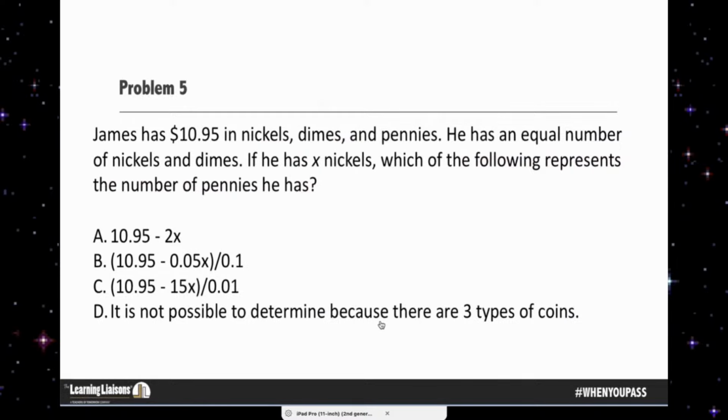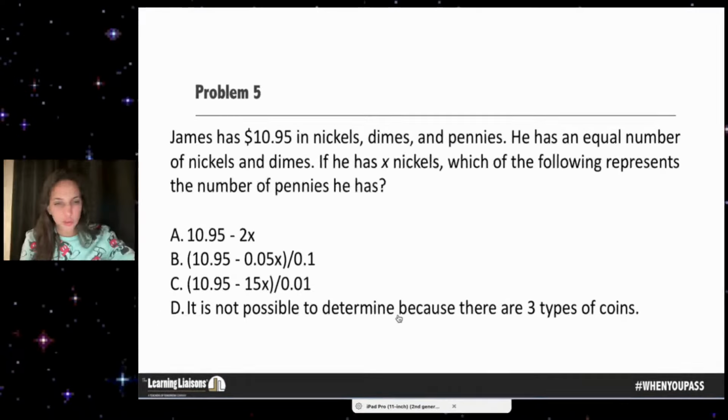James has $10.95 in nickels, dimes, and pennies. He has an equal number of nickels and dimes. If he has X nickels, which of the following represents the number of pennies he has? All right, I'm not going to read those answer choices aloud because they're a little bit chunky.